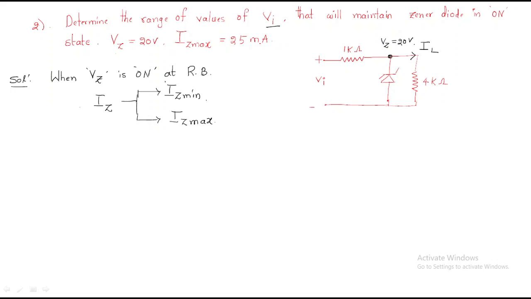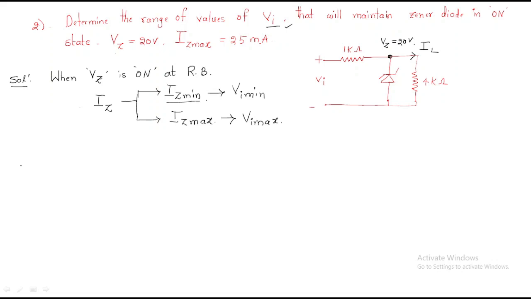We have two currents. We need to find out the two currents. For the Zener diode, the minimum Zener current will have the minimum input supply, and the maximum Zener current will have the maximum supply. So the minimum Zener current corresponds to the minimum input voltage, and because he is asking to find the minimum and maximum, the maximum Zener current will have the maximum voltage. So by using that phenomenon, we will find that.